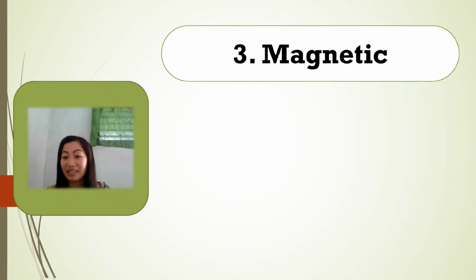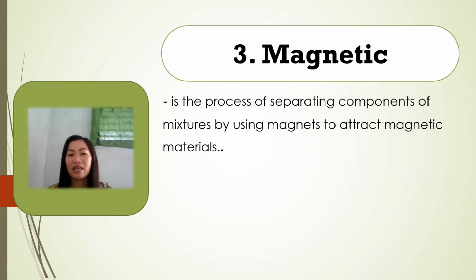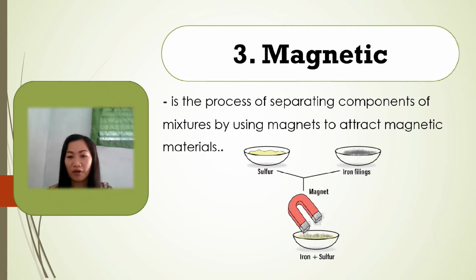Next is magnetic. We use magnets. It's a process of separating components of mixtures by using magnets to attract magnetic materials. For example, sulfur mixed with iron filings. We use the magnet to separate the sulfur from the iron filings because iron filings will be attracted to a magnet. So that is what we call magnetic. We use a magnet to separate two solid materials.